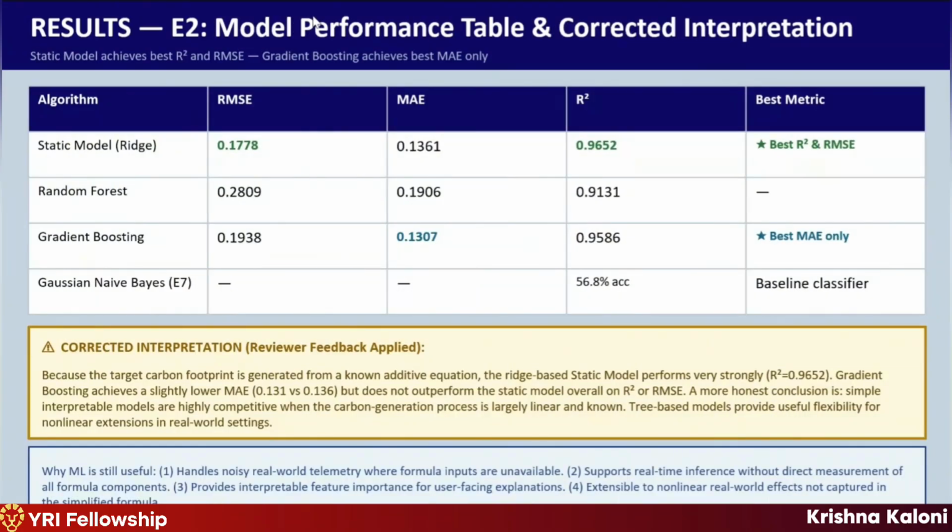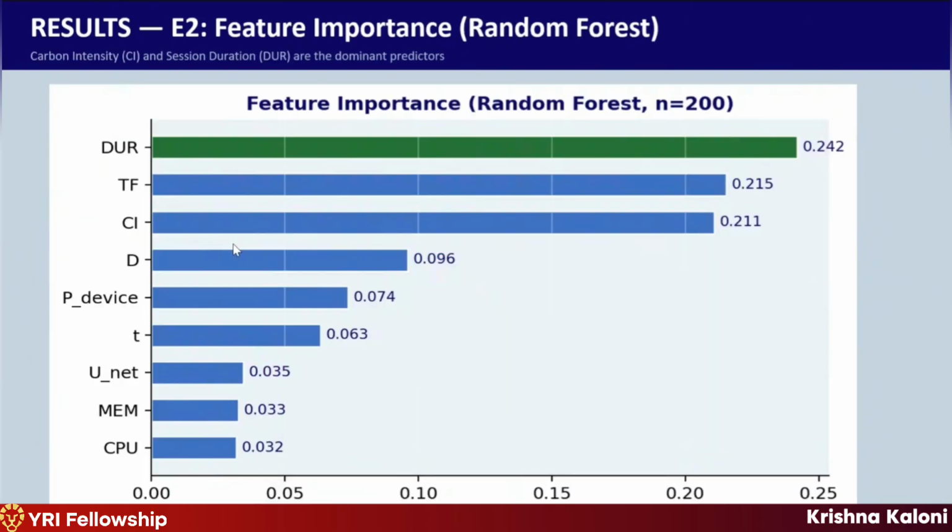That said, ML remains useful in real-world settings for 4 reasons: handling noisy telemetry, where formula inputs are unavailable, supporting real-time inference without direct measurement, providing interval feature importance, and extending the nonlinear effects not present in the simplified formula. Feature importance from random forest confirms that session duration, time of use factor, and carbon intensity are the most dominant predictors. And this is continued feature importance of random forest.